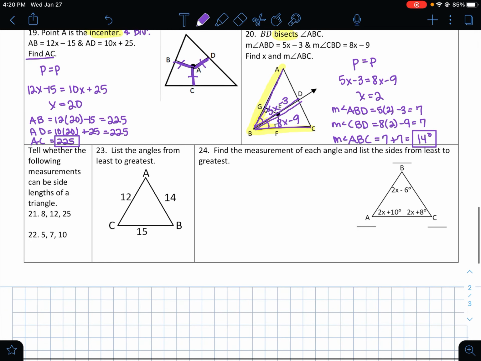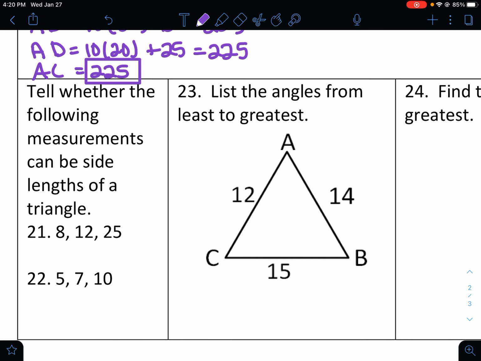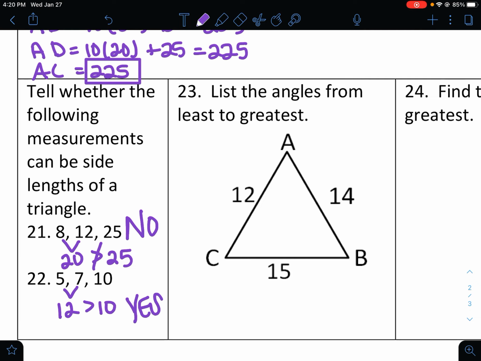All right, next problem. Tell whether the following measurements can be lengths of a triangle. So I told y'all before, add up the two smaller numbers and see, is it greater than the third number? And if it is not, then the answer is no. 5 plus 7 is 12. Is 12 greater than 10? It is, so that's a yes. And that's how you do those two.